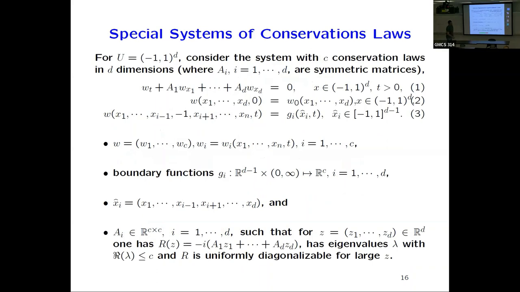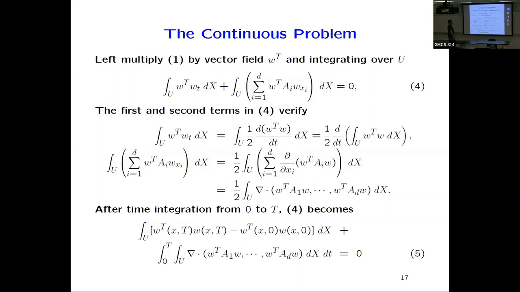Let's talk about the continuous problem. I don't plan to make the proof, but let me start. So this is the equation. What I normally would do is multiply by W and integrate, on space first and then on time. So let's multiply by W, and when you multiply by W you get essentially this. Then you integrate on space, and we have that equation.